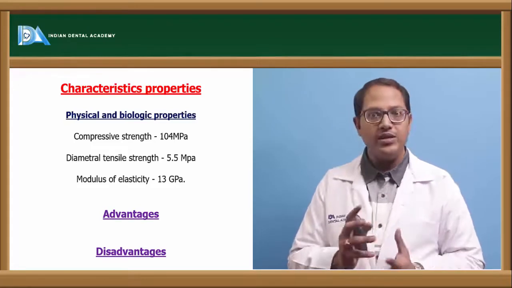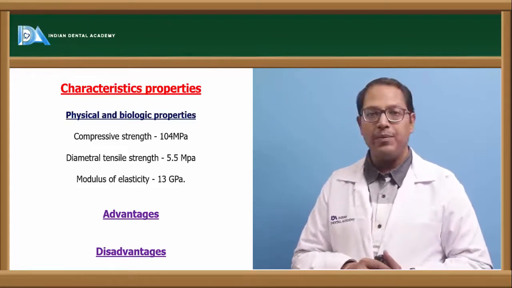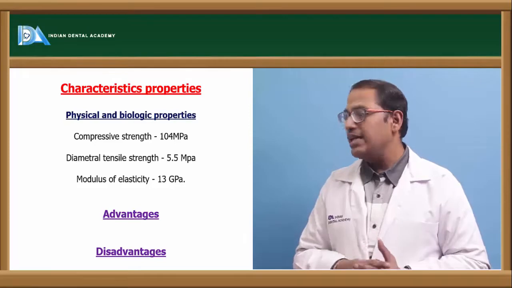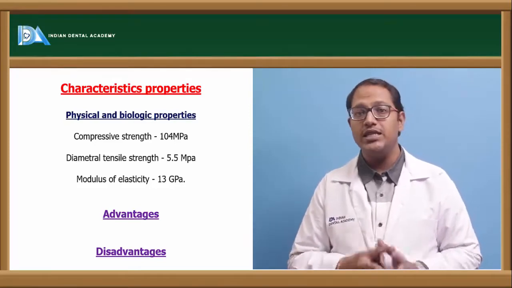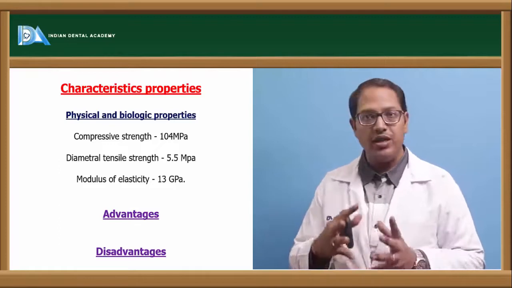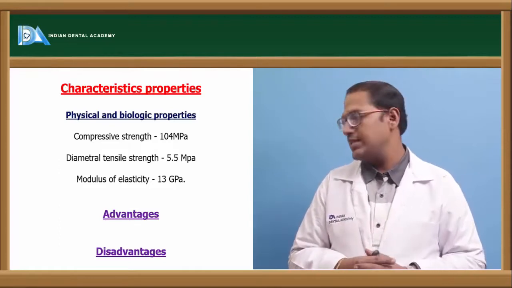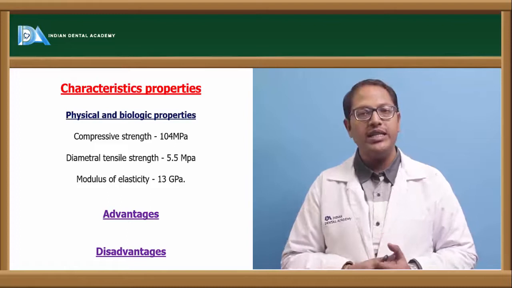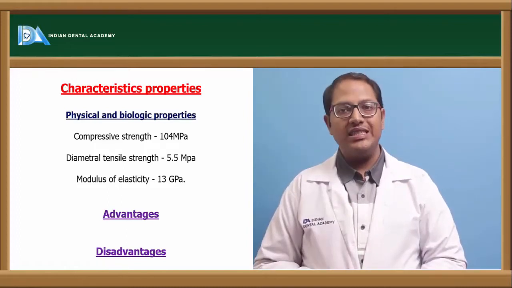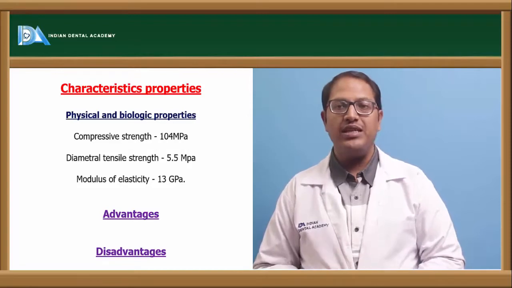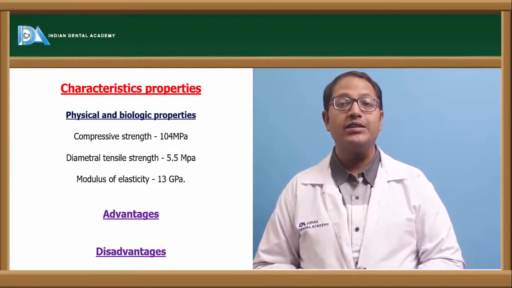The compressive strength remains very nice, that is 104 megapascals. Diametral tensile strength goes up to 5.5 megapascals, whereas the modulus of elasticity, that is the stiffness of the material, is again very good. It is 13 gigapascals. Coming to the advantages and disadvantages of this material. The advantage of zinc phosphate cement is a long record of clinical reliability.